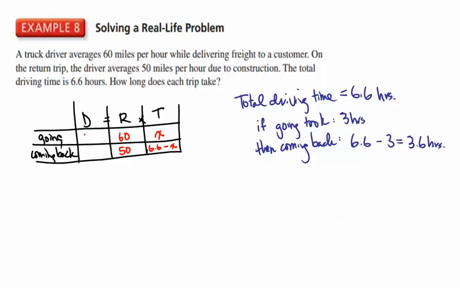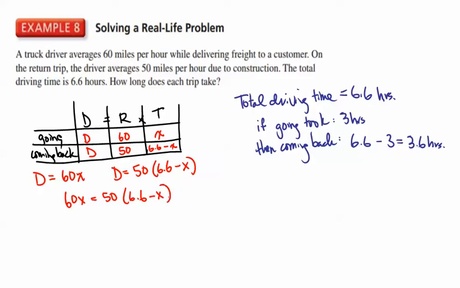Then again, we do know that the distances are the same in each case, so we would end up with two equations. D is equal to 60x and D is equal to 50 times 6.6 minus x. We know that those are equivalent, so we set them equal to each other. 60x equals 50 times 6.6 minus x, and we're ready to begin.